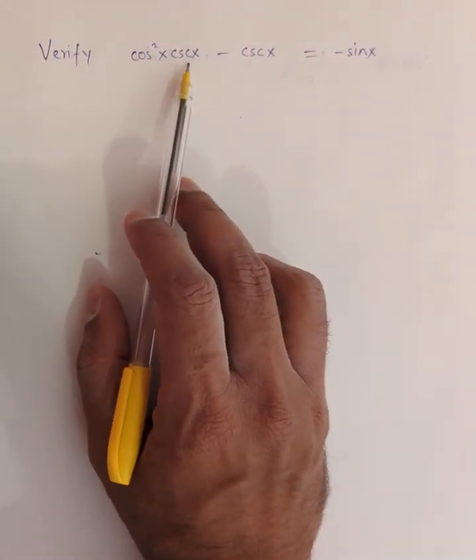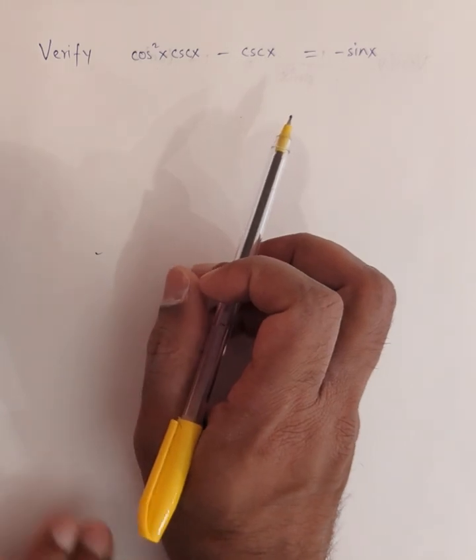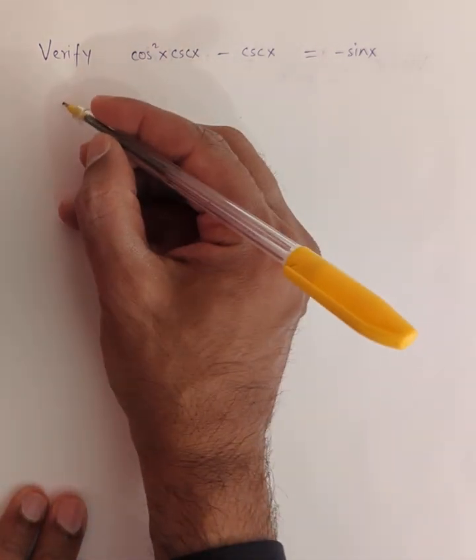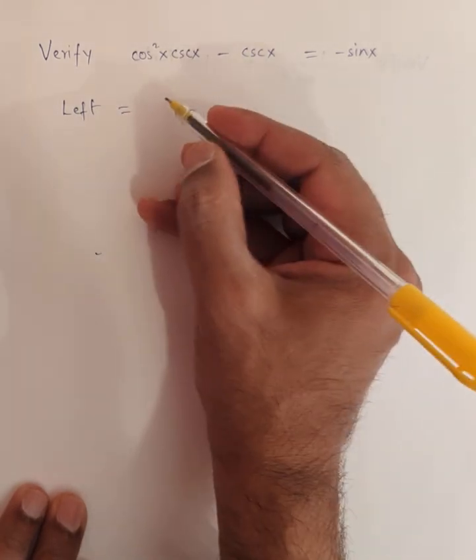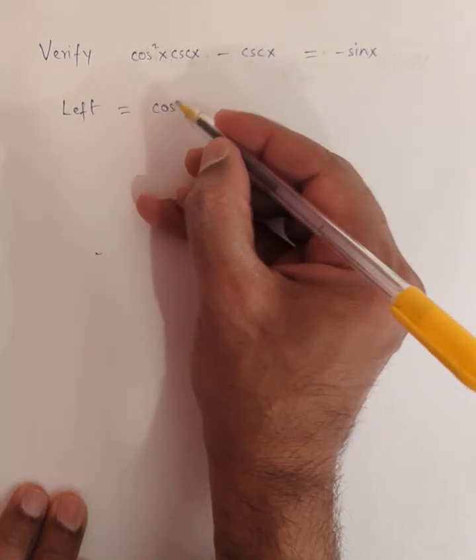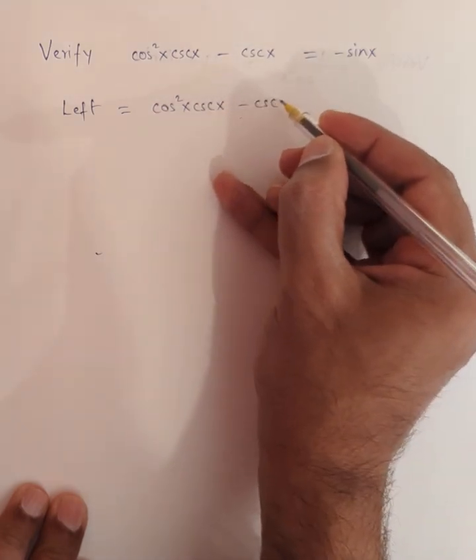Verify cos square x cosecant x minus cosecant x is equal to negative sine x. So let's start on the left side. The general rule is to convert everything to sines and cosines. So let's copy the left side first.